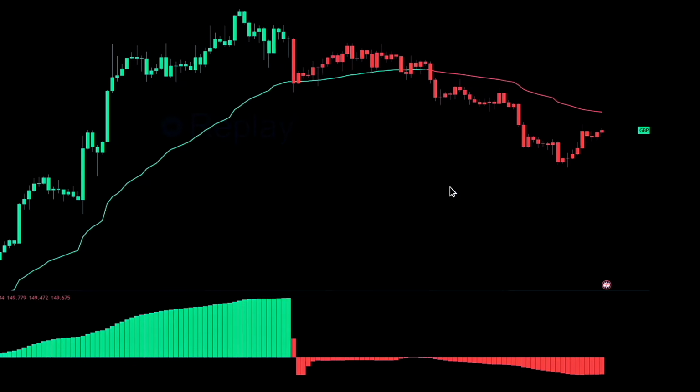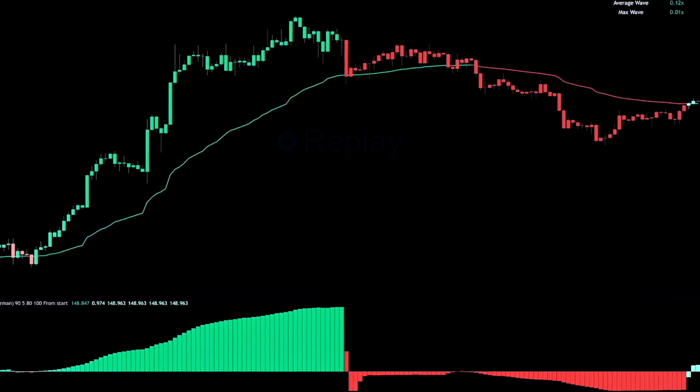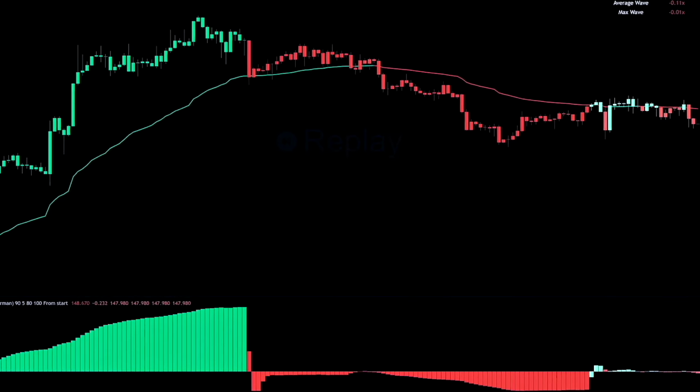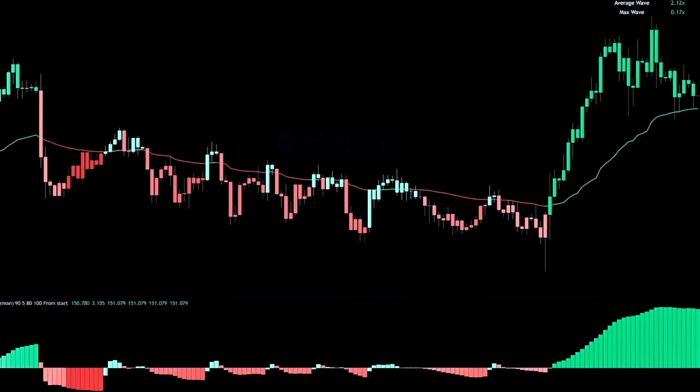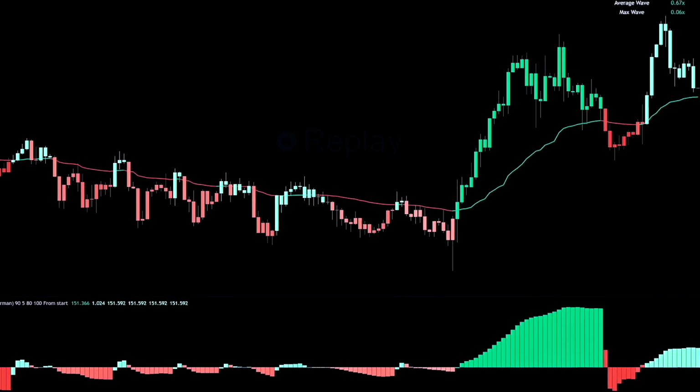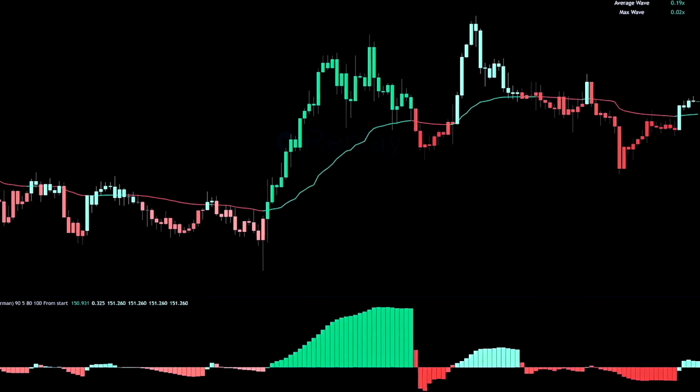In short, the Trend Speed Analyzer gives you a deeper look at market momentum with its adaptive trend line, real-time histogram, and wave stats. It's a versatile tool for spotting trends, assessing strength, and catching reversals early.